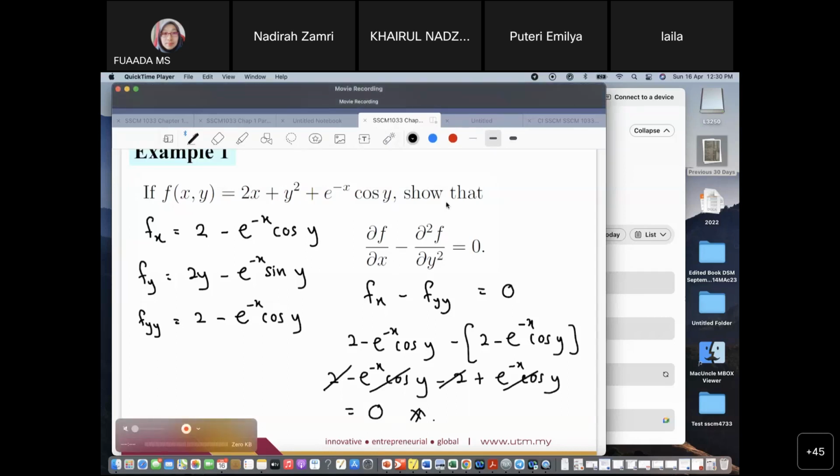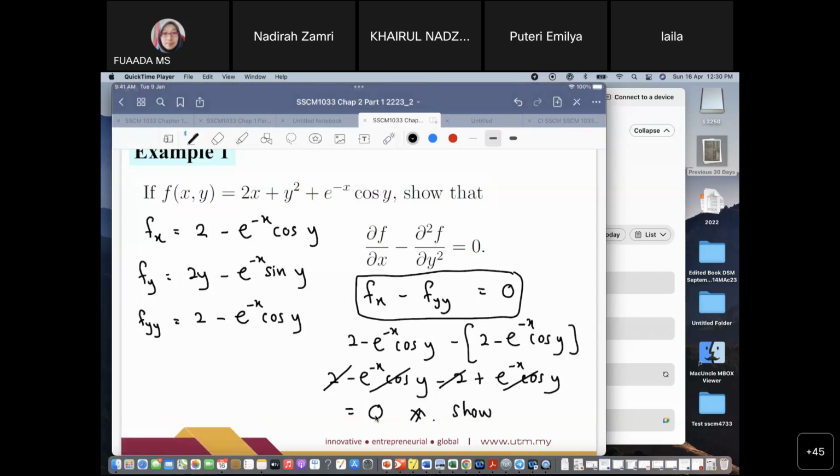Okay, remember you have to show this one. Now by replacing all the terms that you obtain, and you manage to show from the left, you got the right. And it is shown.